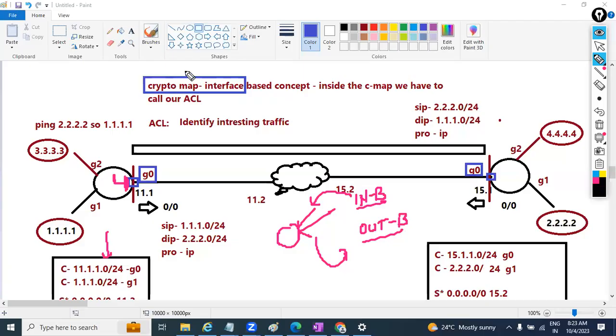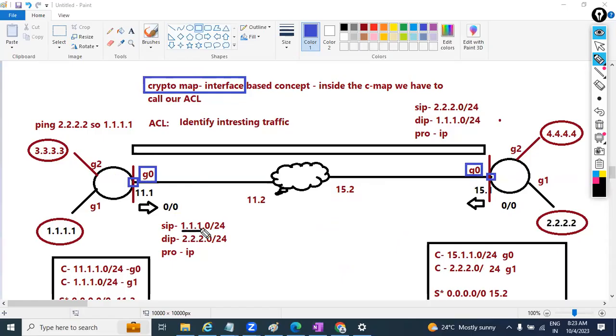In the outbound policy, we have already configured what? Crypto map. So in the crypto map, the router will check, here I have one ACL. So which is the ACL here? This is the ACL. So as per this ACL, what is the source IP? 1.1.1.1. What is the destination IP? 2.2.2.2. Is it matching with the traffic? Yes. And then it would send your data via VPN.